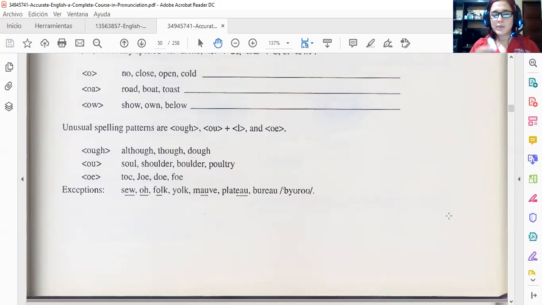In this case, we can see we have 3, 4, 5, 6, 7 different exceptions, okay? So how do I go about this one? You have to memorize them, okay? So we have so, folk, yolk, mauve, plateau, and bureau. Be careful with bureau and bureaucracy, because when you say bureaucracy, you have to use the Latin A. Bureaucracy. This is bureau, okay?